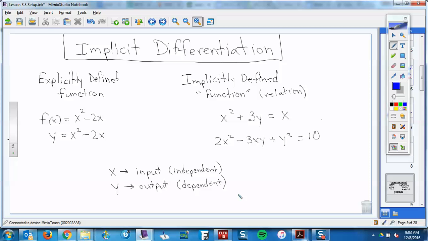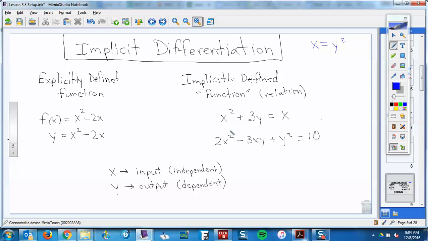The only reason I say that is that in an explicitly defined function, it's very obvious. You have the output by itself on one side and the input on the other side. It's y equals. In an implicitly defined function, and it might not be a function, like sideways parabolas, if you have x equals y squared, y is still the output and x is the input, but it just doesn't seem that way the way it's written. That's a sideways parabola. It's not a function.